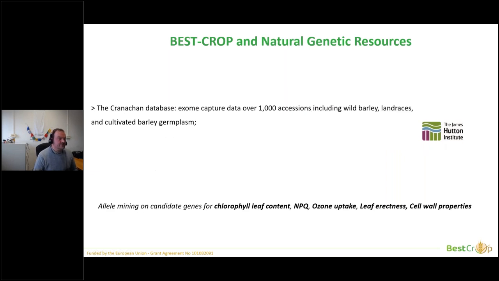Besides this induced genetic variability, we are also exploiting natural genetic resources in barley. And again, our partner at the James Hutton Institute made available the database that contains exome capture data on more than 1,000 barley lines, and these are related to wild barley, to landraces, but also to elite germplasm. And also this allele mining will be run for the same traits, chlorophyll content, non-photochemical quenching, etc.